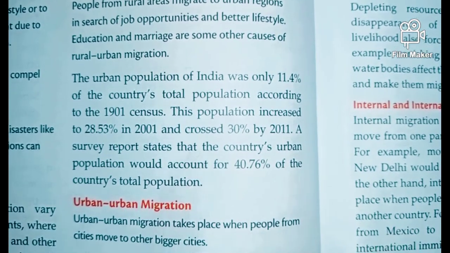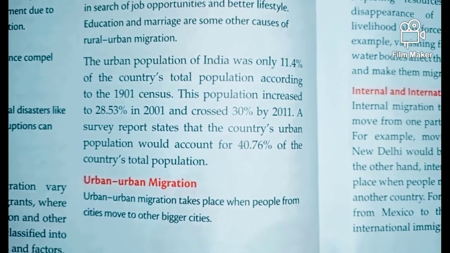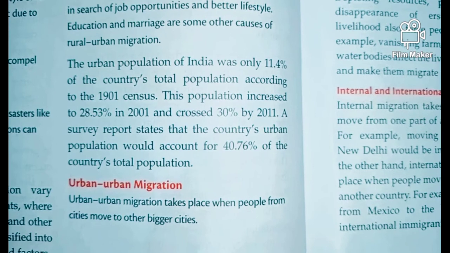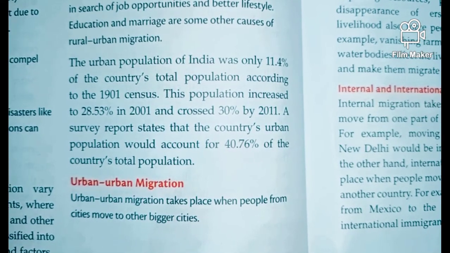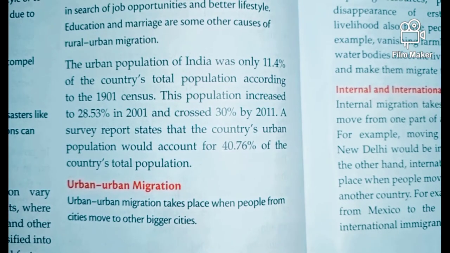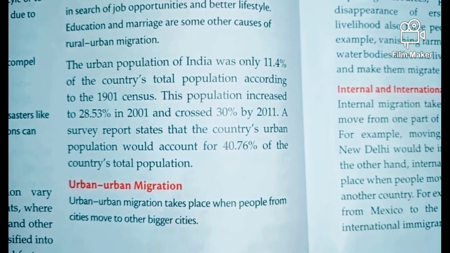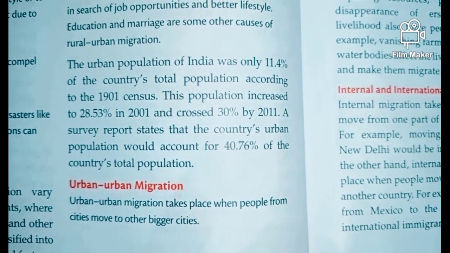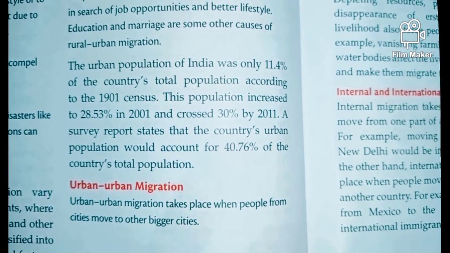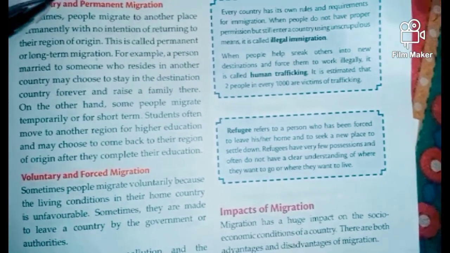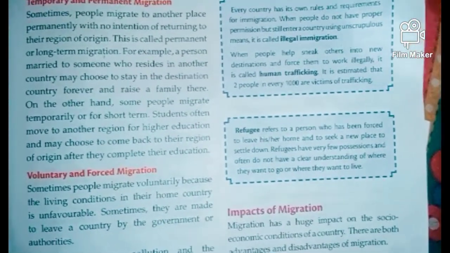Next we have urban to urban migration. This type of migration takes place from city to city, meaning people move from small villages and small cities to larger cities in order to get a better perspective of life, a better job, and better education facilities. This type of migration can be temporary or permanent.